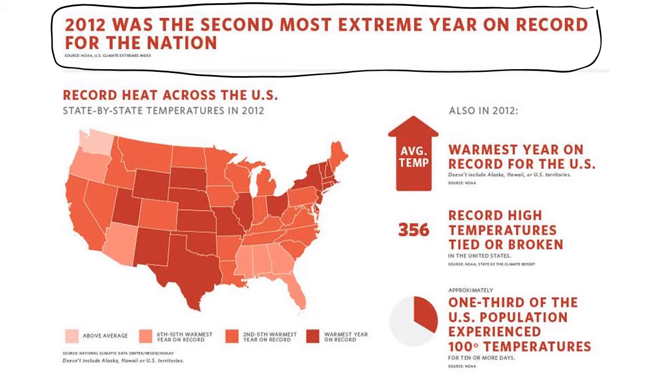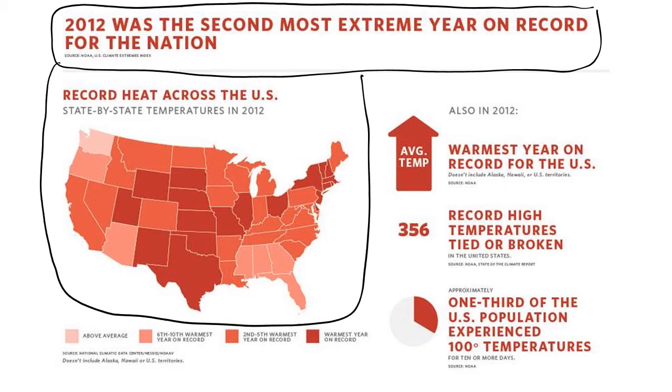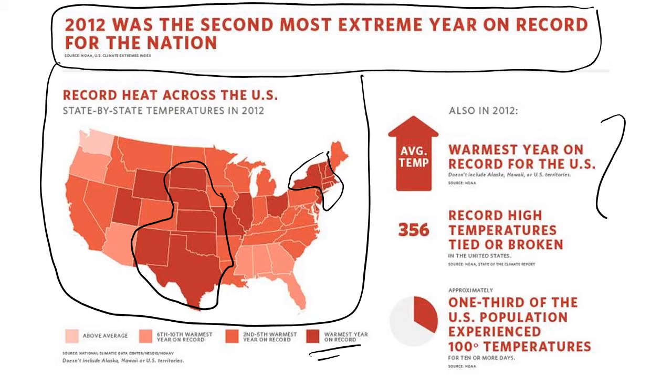2012 was the second most extreme year on record for the nation. And this would be situated in context of some article that I was reading, right? So record heat across the US, state by state temperatures in 2012. We have a figure here that we can look at. So maybe if we live here in the middle of our country, we are going to be more concerned. Or maybe if we're up here in the Northeast, we are thinking about how warm it's getting and how impacted we are.